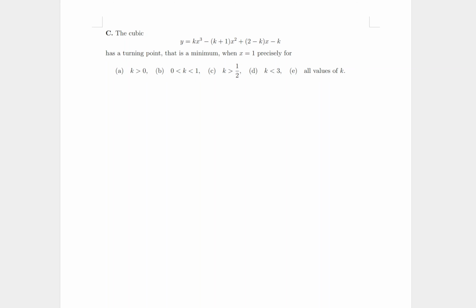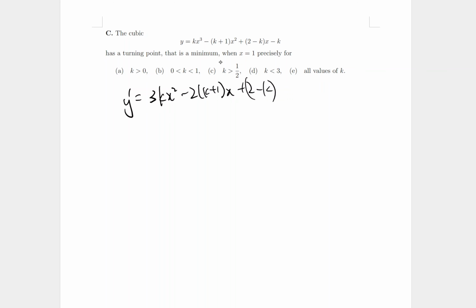Okay, cool. So, turning points, right? First thing in your head, differentiation, right? So let's differentiate that thing, okay? It's not the hardest thing to differentiate because it's just a normal polynomial. So let's try that. So y' = 3kx², minus 2 times (k + 1) times x, plus 2 - k.